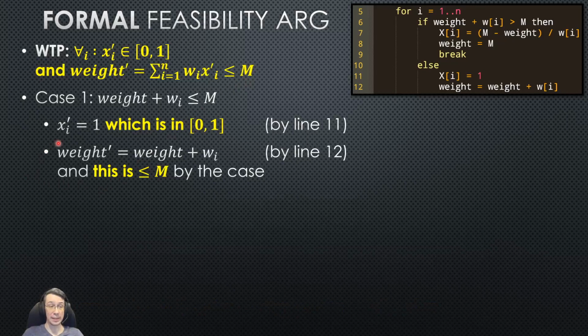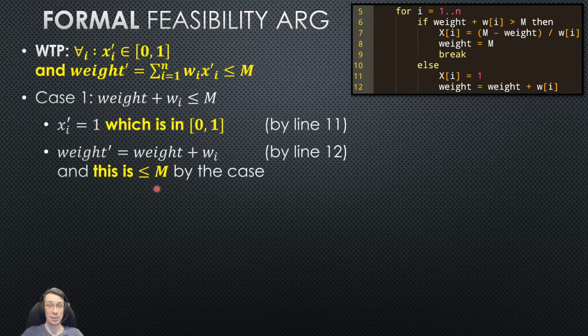So very briefly, xi prime equals 1. We can show in this case, oh sorry, I said we were in the wrong case. We're actually in this else case. So in this else case, clearly we've set xi prime to 1. So that's going to satisfy the first part of this loop invariant. And then at line 12, we set weight, this left side of this expression will be weight prime. So weight prime is going to be the old weight plus wi, which is going to be less than or equal to m simply by the fact that we are in this case where weight plus wi is less than or equal to m. So this part of the argument is easy.